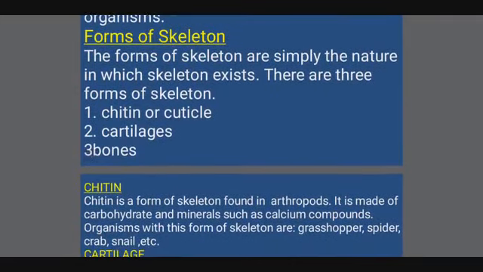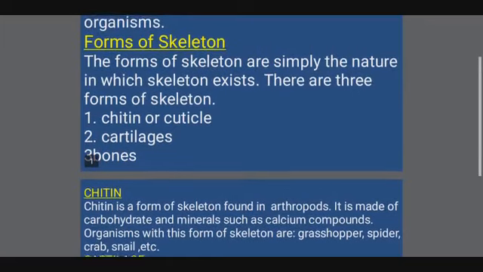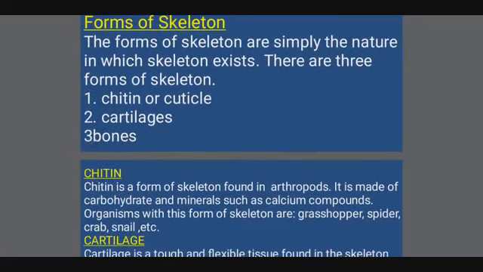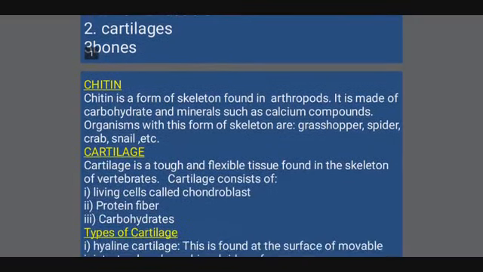Now the forms of skeleton. Skeleton exists in three forms, and by forms we are referring to the nature in which they exist. Three forms. One is chitin or cortical. Two, cartilage, and three, bones. Chitin, cartilage, and bones are the forms of skeleton. Let's talk about the chitin.